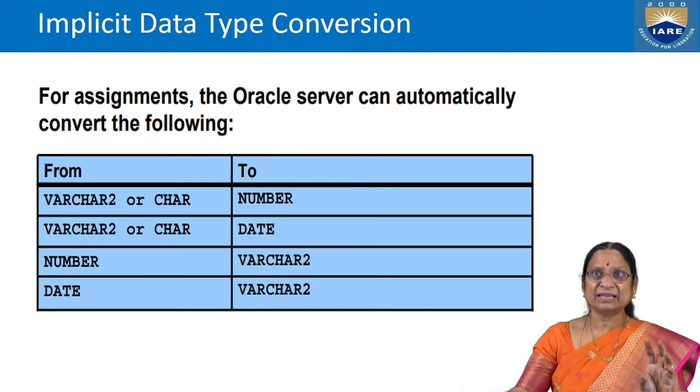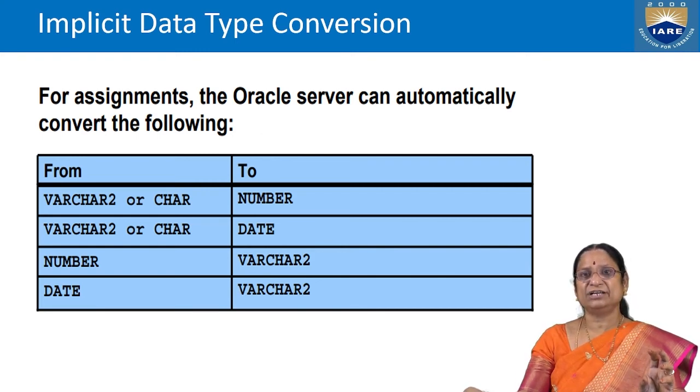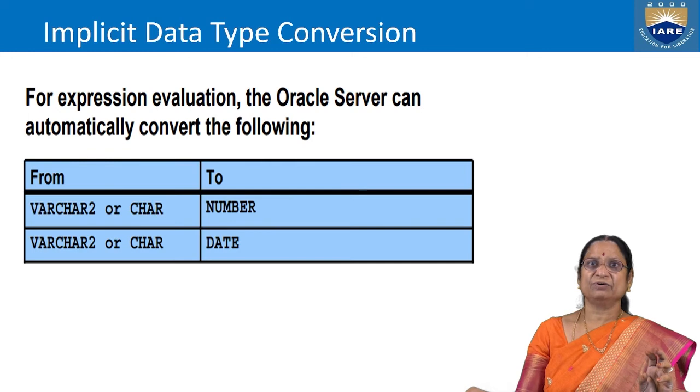The Oracle server can automatically convert the following: varchar2 or char to number, varchar2 or char to date, number to varchar2, date to varchar2. Of course, some restrictions are there. From character to number, when we are converting, what are you supposed to consider?